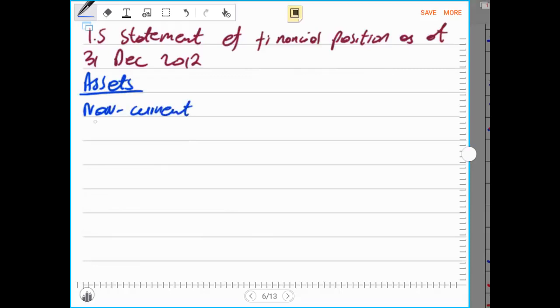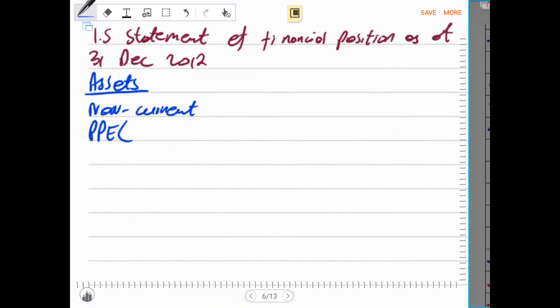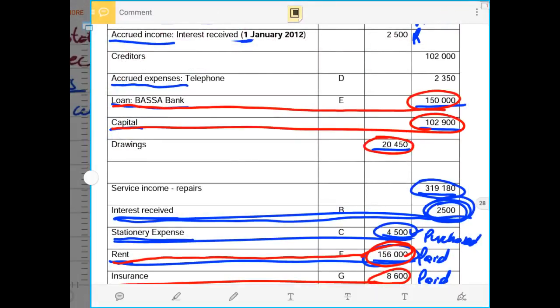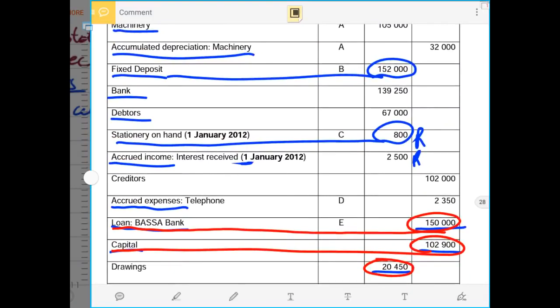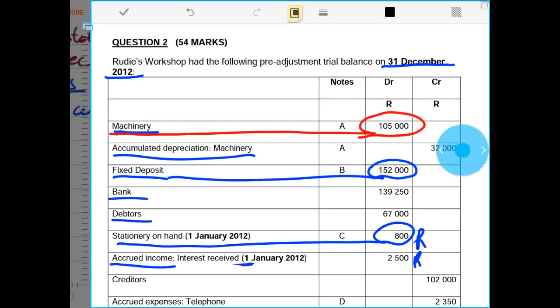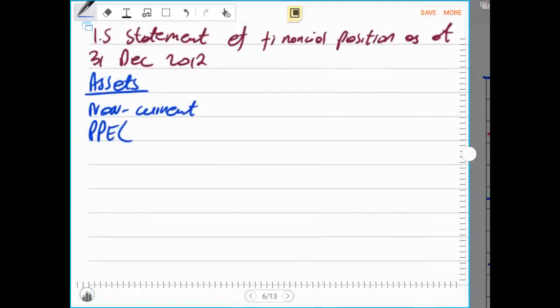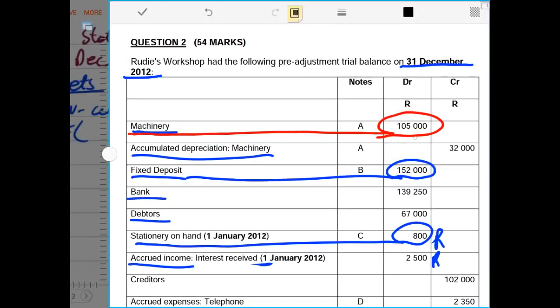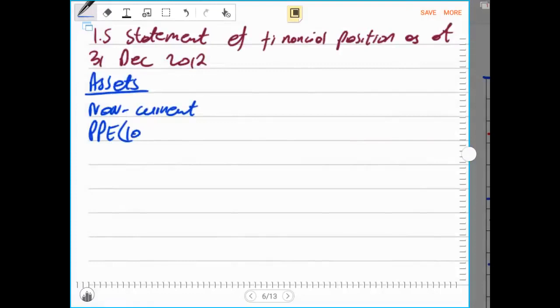Then under non-current assets, we know that we have property, plant, and equipment. Under our property, plant, and equipment, we take into account property, plant, equipment, and vehicles. Don't forget that vehicles must be accounted for. So now we only have an item of machinery, and that machinery will be accounted for. So now we only record the amount of the machinery as it appears in our trial balance, as we have seen that the machinery is 105,000 rands. So we record that as 105,000 rands.